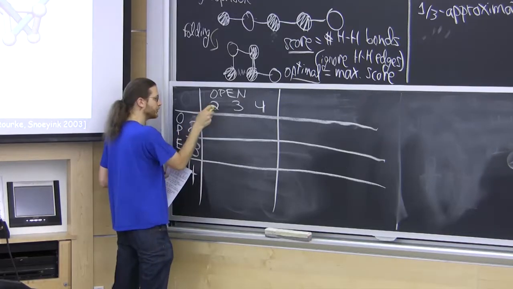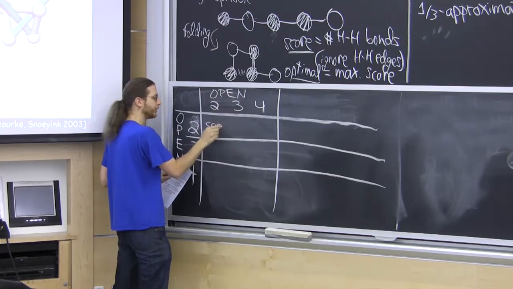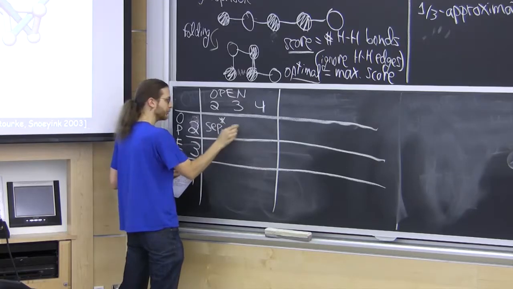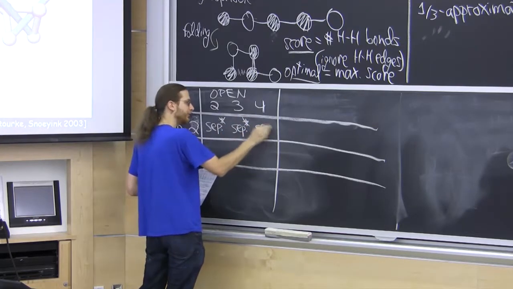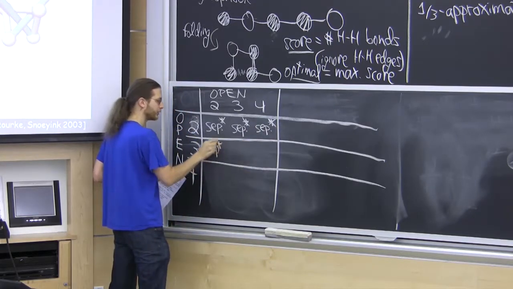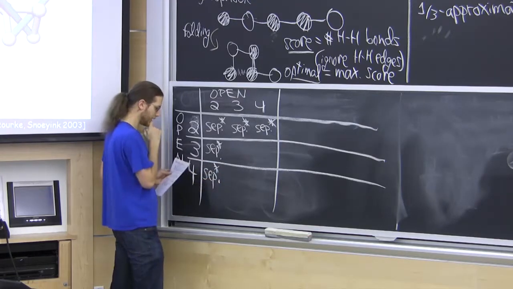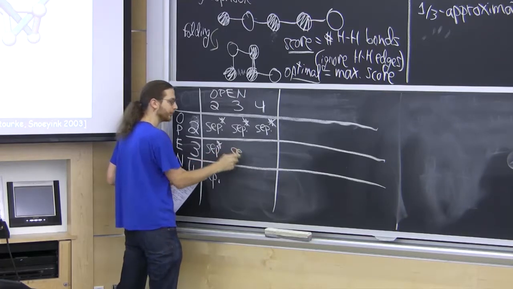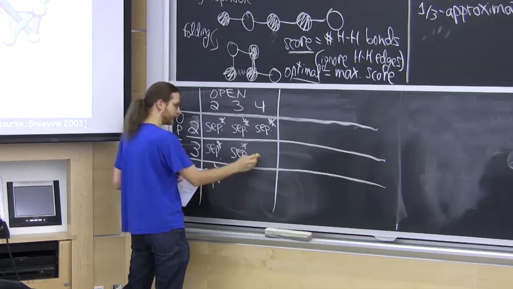So two chains, I claim, are always separable. I'm going to put a little asterisk to mean another thing is true. A 2 chain and a 3 chain is always separable. A 2 chain and a 4 chain is always separable. This matrix is symmetric. A 3 chain versus a 3 chain, also always separable. But everything else you can interlock.